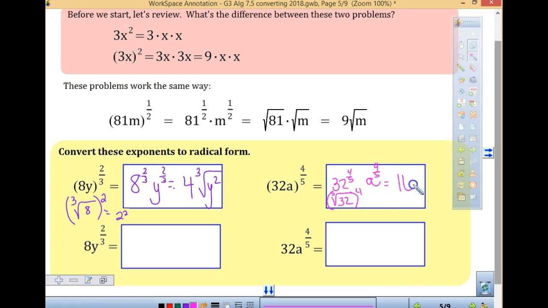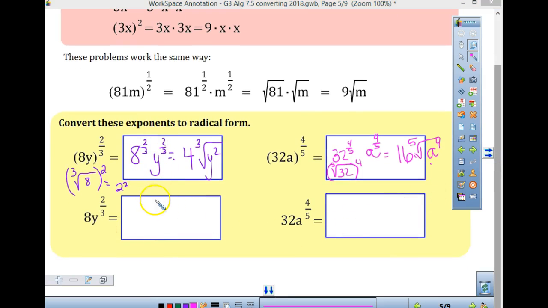So our final answer is 16, because you had to take 32 to the 4/5. And then it is going to be what root? What's our index? Index should be 5, right? And a, not y. A is going to be to the, what power, if I'm looking at it? To the 4th. Okay?